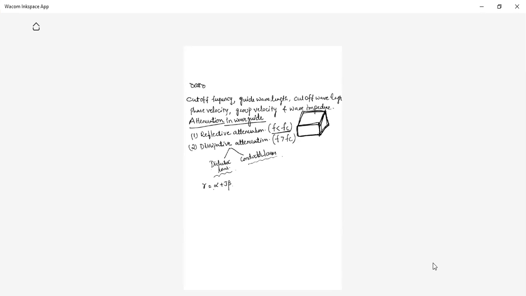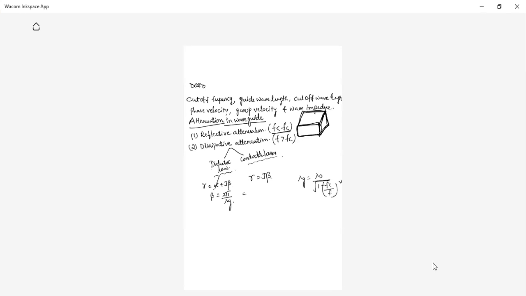So when there is attenuation, let us consider when the wave is propagating. Alpha is equal to 0, gamma becomes j beta. What is beta? Beta is equal to 2 pi by lambda g. This is the expression we know. So what is lambda g? Lambda g is equal to lambda naught by square root of 1 minus (fc by f) whole square. We have derived this expression already.